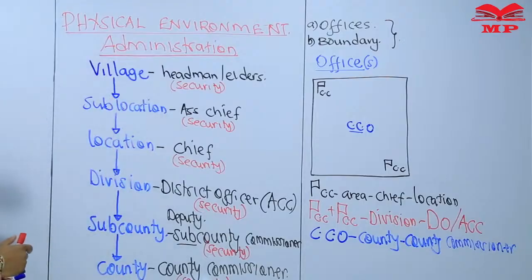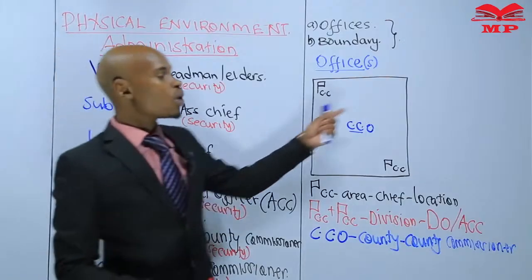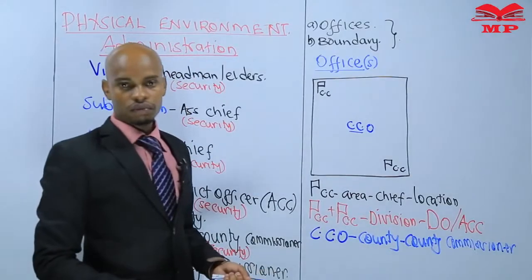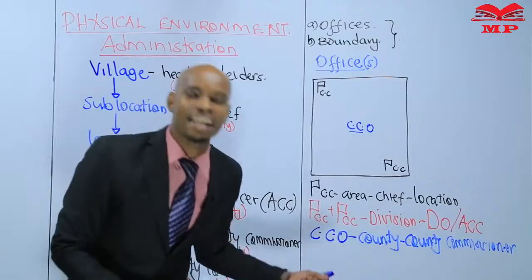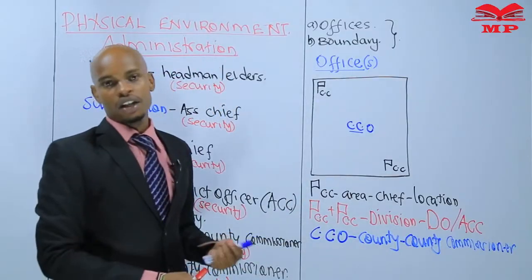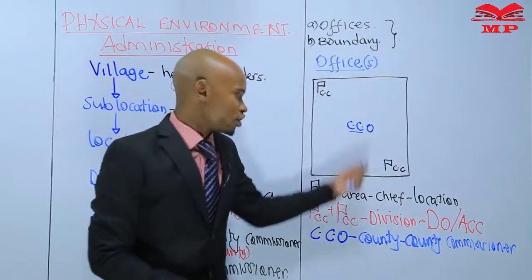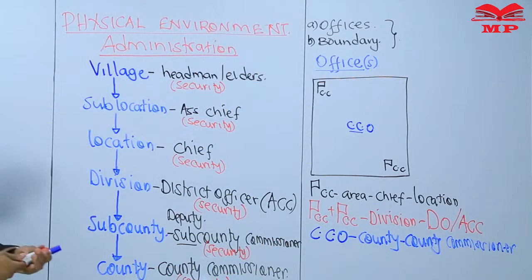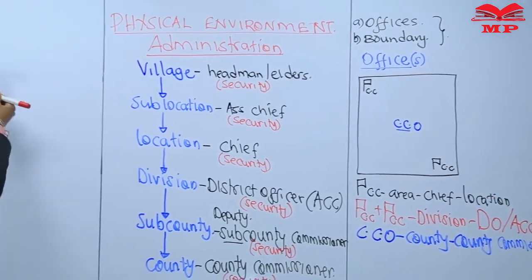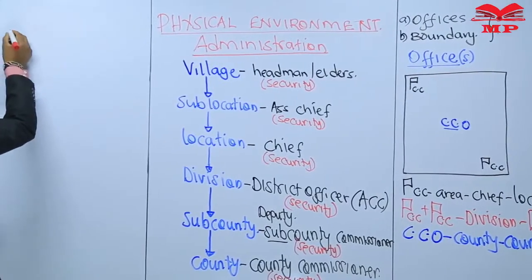According to the hierarchy. But if there is more than one office, and they are different offices, you go for the highest office in the area. Now, let's go to using a boundary to get the administrator. Using boundaries.